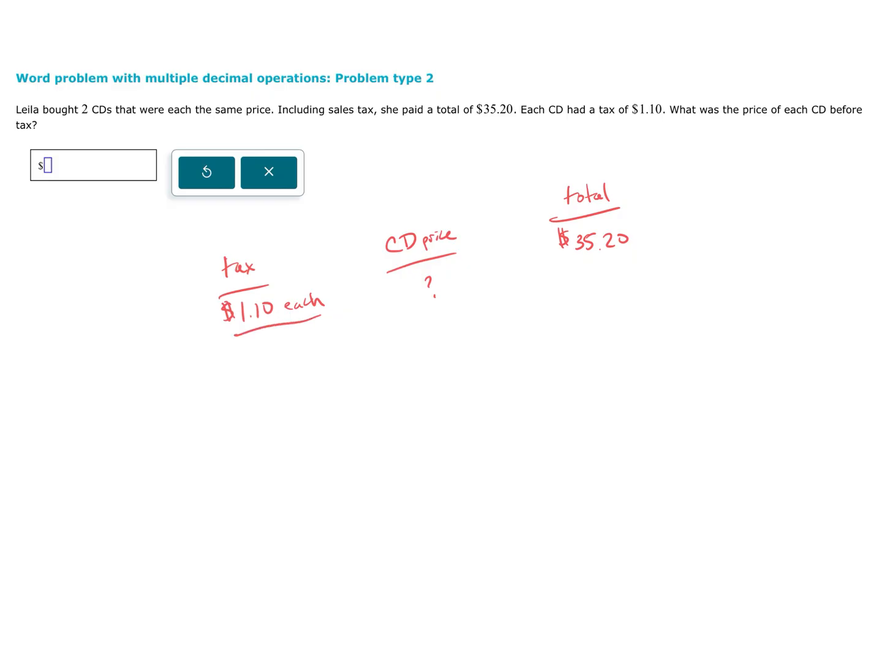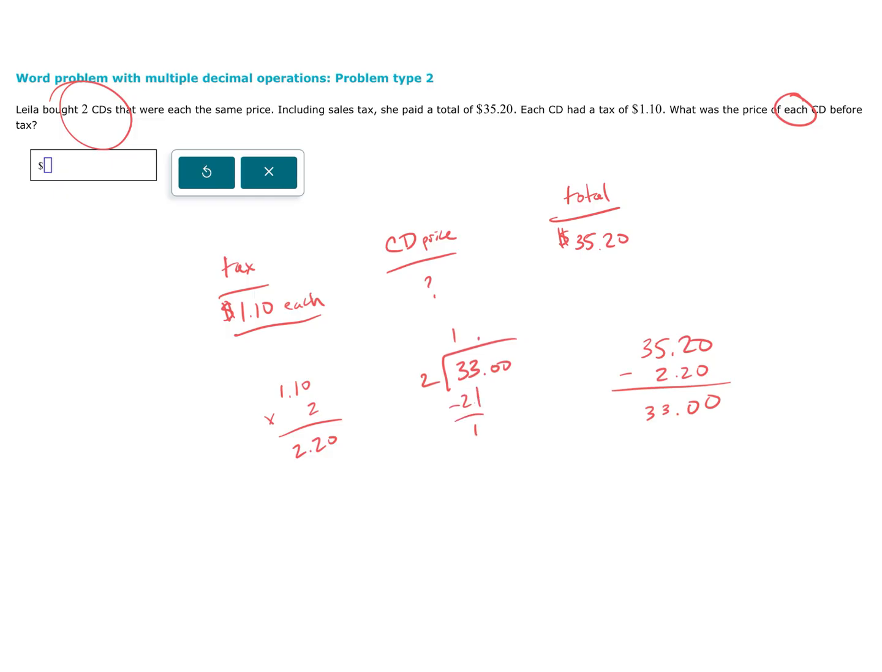So knowing that the tax was $1.10 each, let's figure out our total tax. Well, we only bought 2 CDs, so $1.10 times 2 is going to be $2.20. Let's take that away from our total again. So we're removing the tax from our total, and we get $33. And this $33 is a combination of the two CDs. We want to find the cost of each CD. So we need to take our $33 and just divide it by 2. You may already know the answer to that, but I'm just going to go ahead and divide it out.